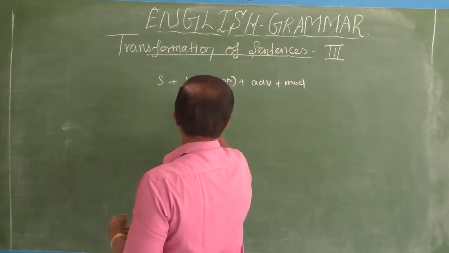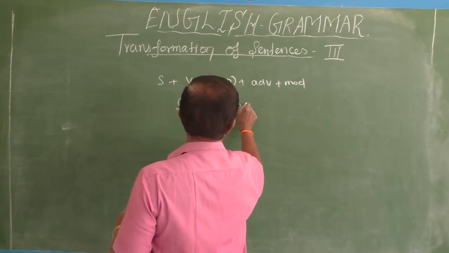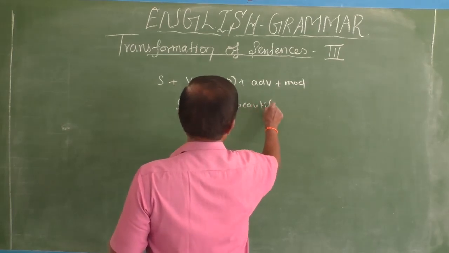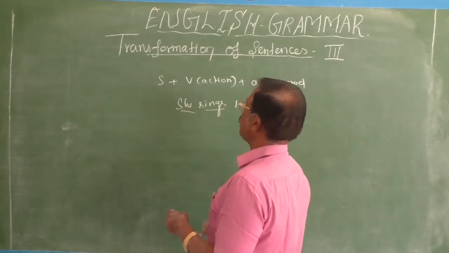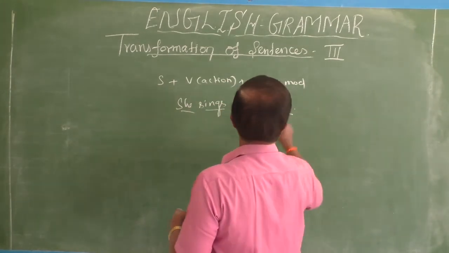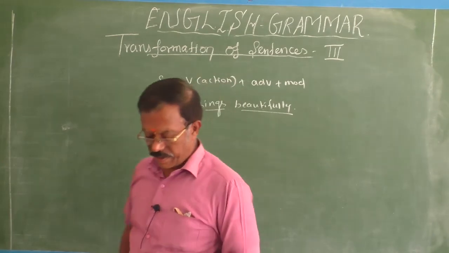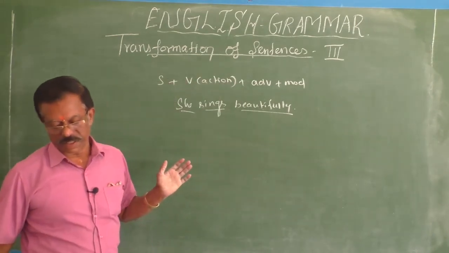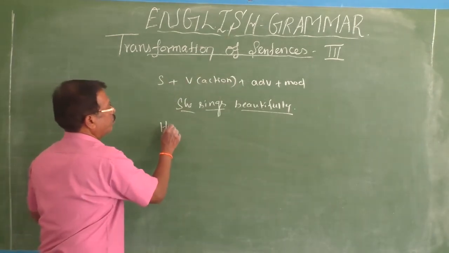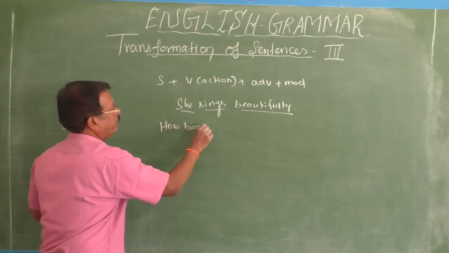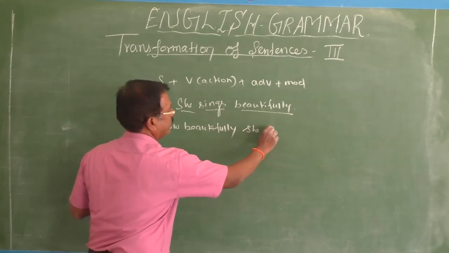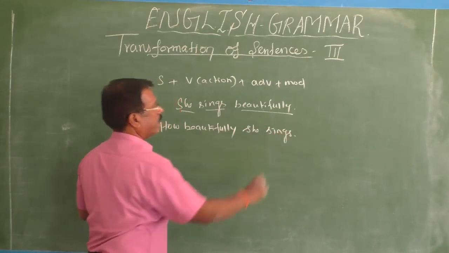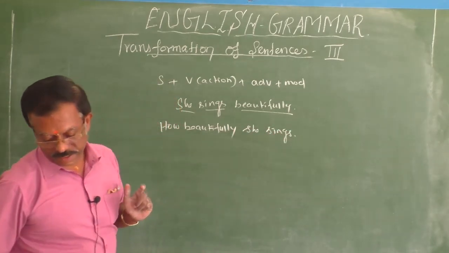She sings beautifully. Here you have the subject, sings an action word, and beautifully an adverb. How can you change this type of sentence into an exclamatory? How beautifully she sings. Okay, how beautifully she sings.